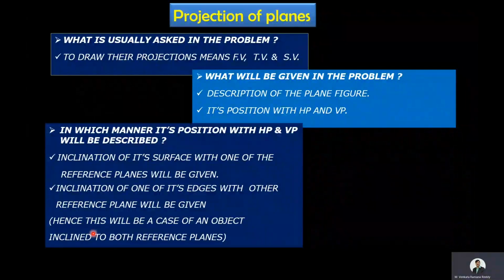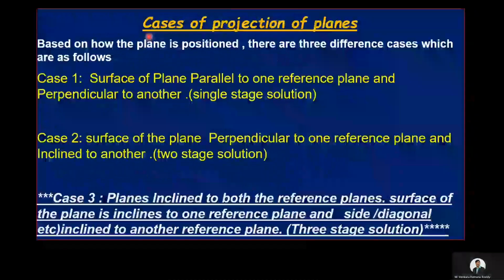Now we'll move towards what are the cases under projection of planes to be discussed. Cases of projection of planes. Based on how the plane is positioned, there are three different cases which are as follows. Case 1. Surface of the plane parallel to one reference plane and perpendicular to another reference plane. It is a single stage solution case. Case 2. Surface of the plane perpendicular to one reference plane and inclined to another reference plane. It is a two-stage solution case.